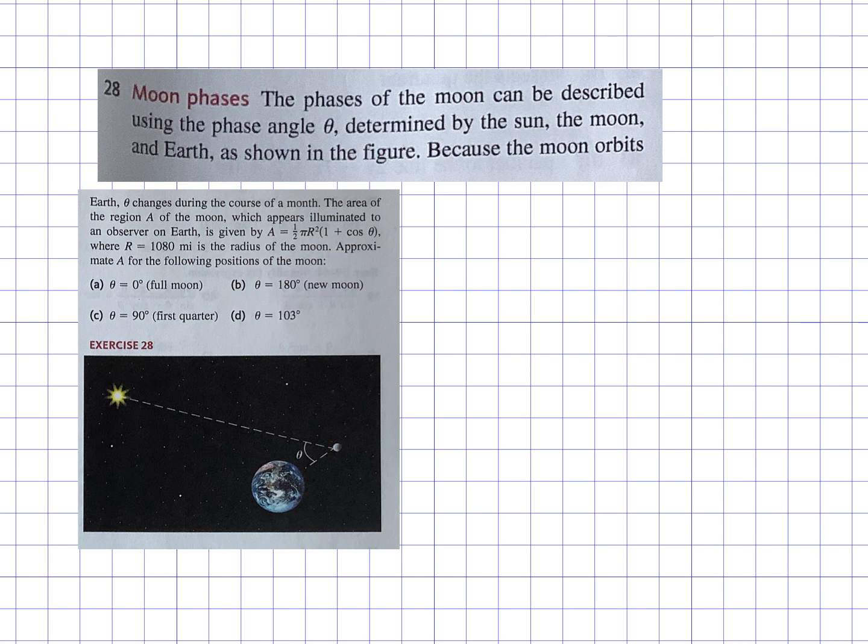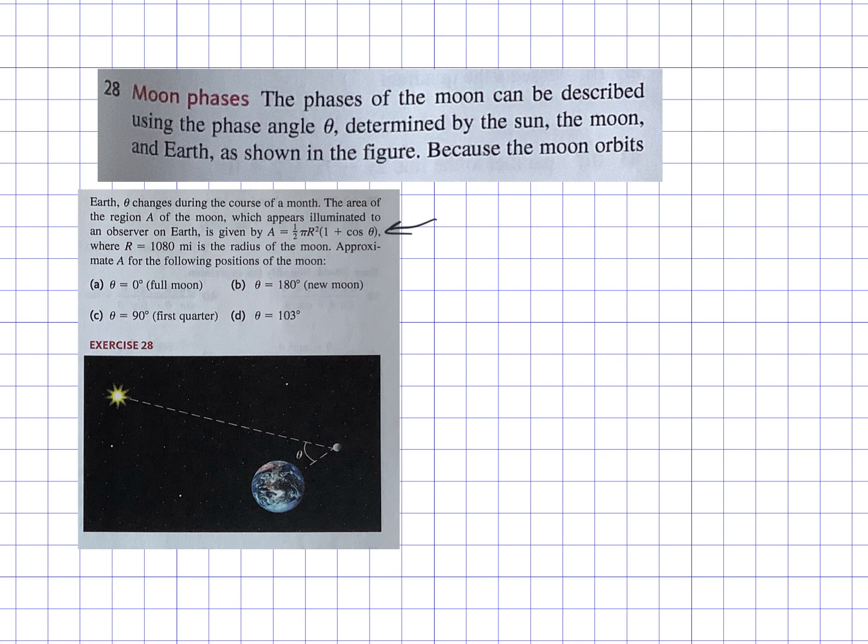All right, moon phases. Phases of the moon can be described using the phase angle theta. All right, so we look at the picture as we're reading this. Determined by the sun, the moon, and the earth, as shown in the figure. Because the moon orbits Earth, theta changes during the course of a month. Okay, the area of the region A of the moon, which appears illuminated to an observer on Earth, is given by, so there's our formula.